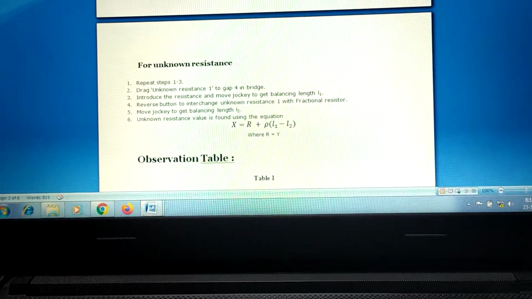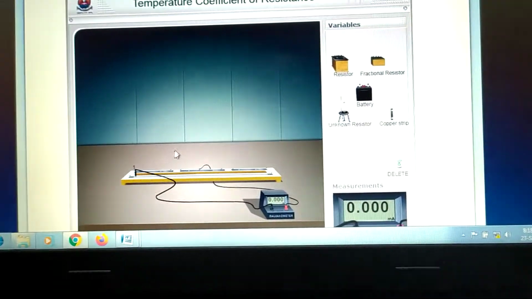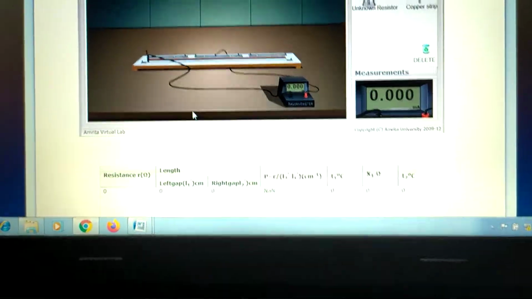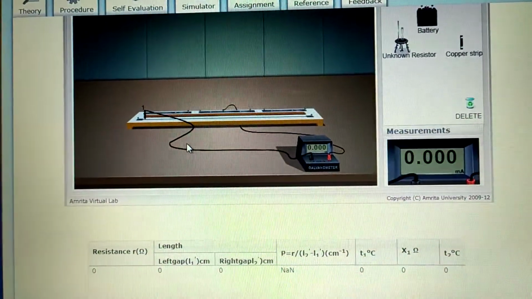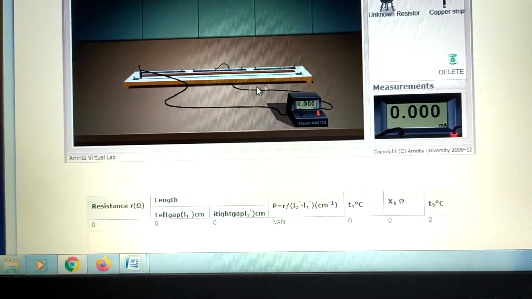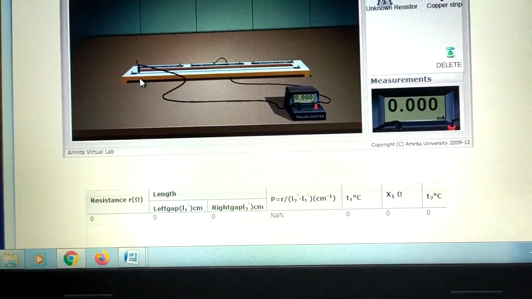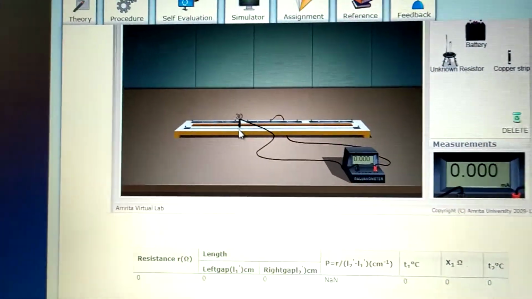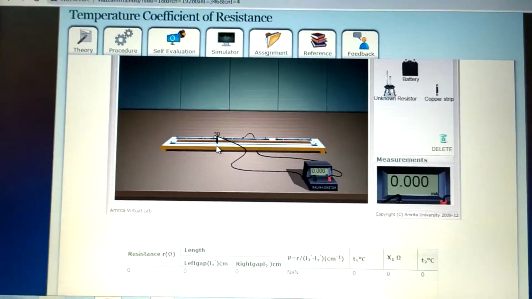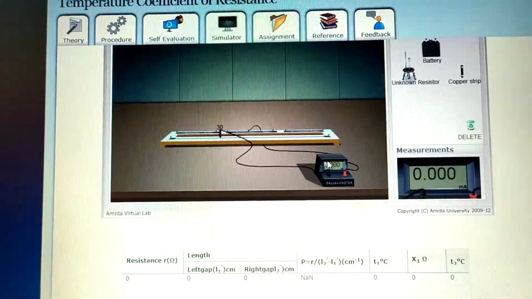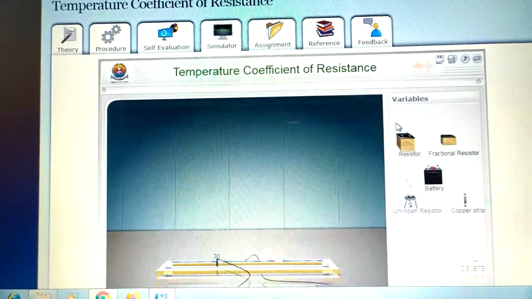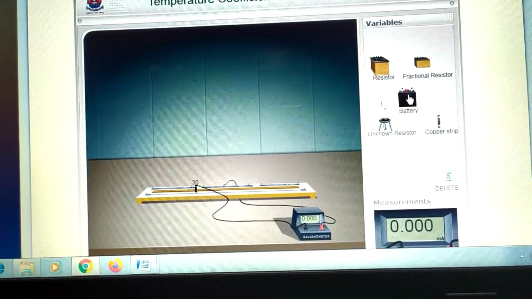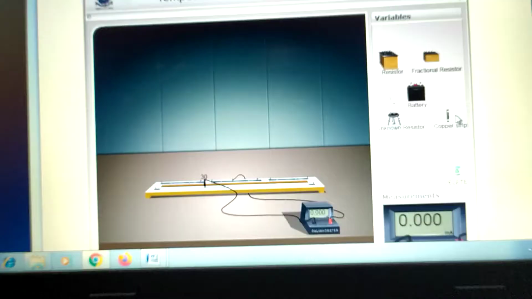So I am going to the simulation part now. This is the Carey-Foster-Bridge setup. This is the 1 meter long bridge wire, the meter bridge setup. This is a jockey; if you slide it, it can move along the wire. And this is the digital galvanometer, and the resistances are also here. This is the resistor, this is the fractional resistor, this is the battery, the unknown resistance, and the copper strip.